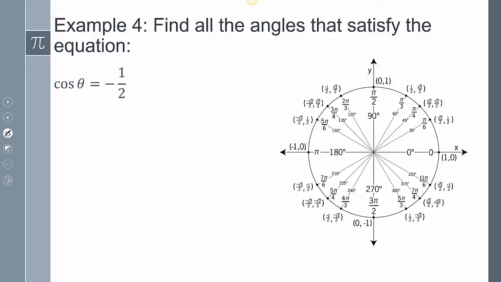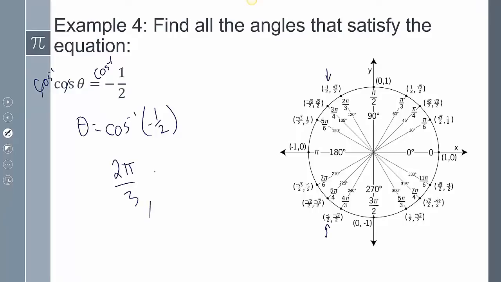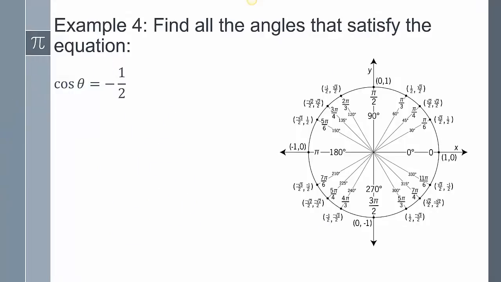Where is my cosine theta going to be negative 1/2? So taking the cosine inverse to both sides, theta equals cosine inverse of negative 1/2. So looking on the unit circle, what angle gives me my cosine to be negative 1/2? Well, it's negative 1/2 here and here. So it's going to be 2 pi thirds and 4 pi thirds. And that will be my answer.